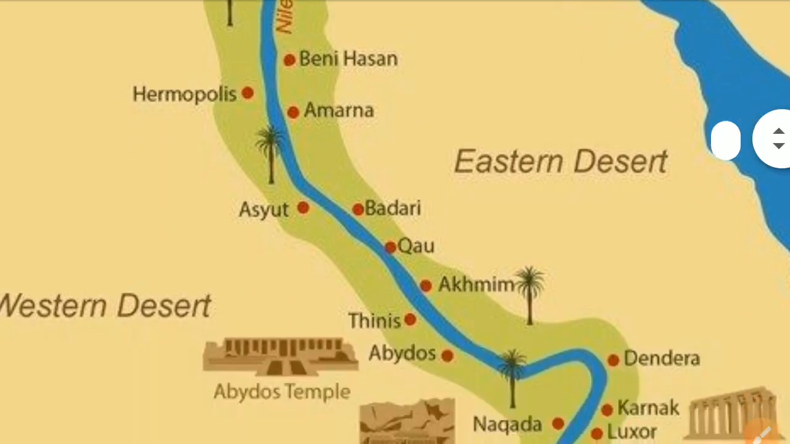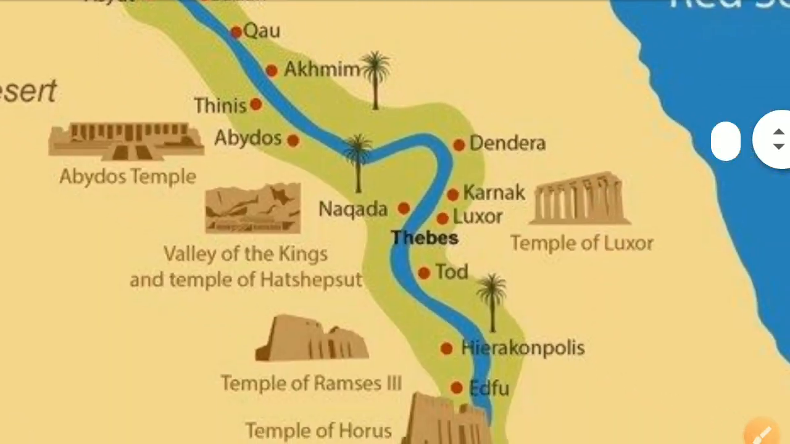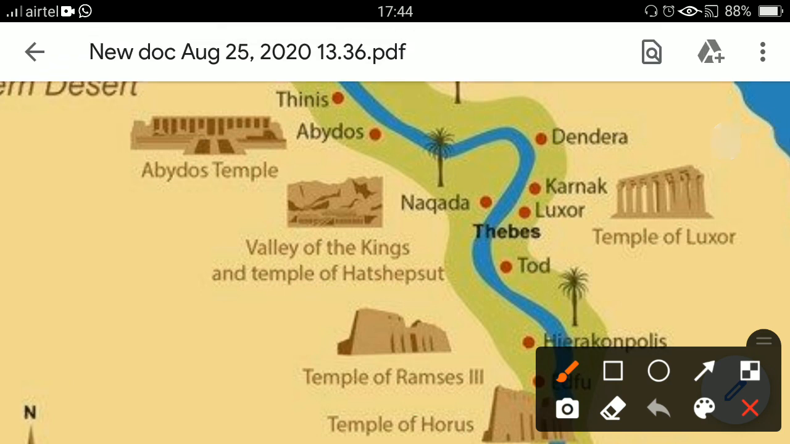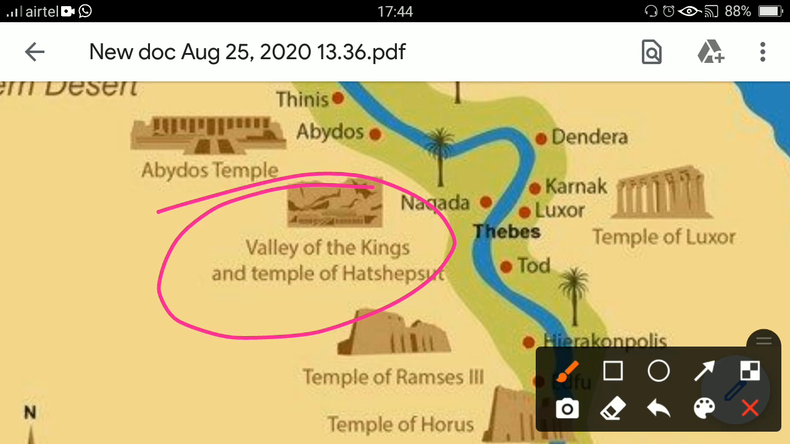There are some words used in it. There are some places mentioned. So one of them is Valley of the Kings. Valley of the Kings is the graveyard or the cemetery of the kings. So whenever the pharaohs or the kings died, they were kept in this Valley of the Kings.